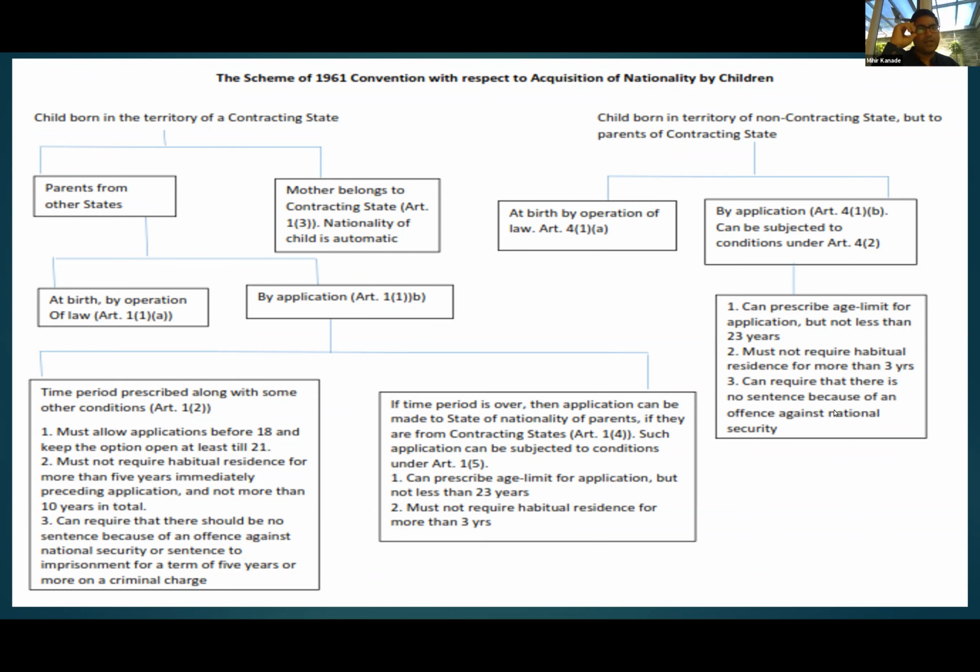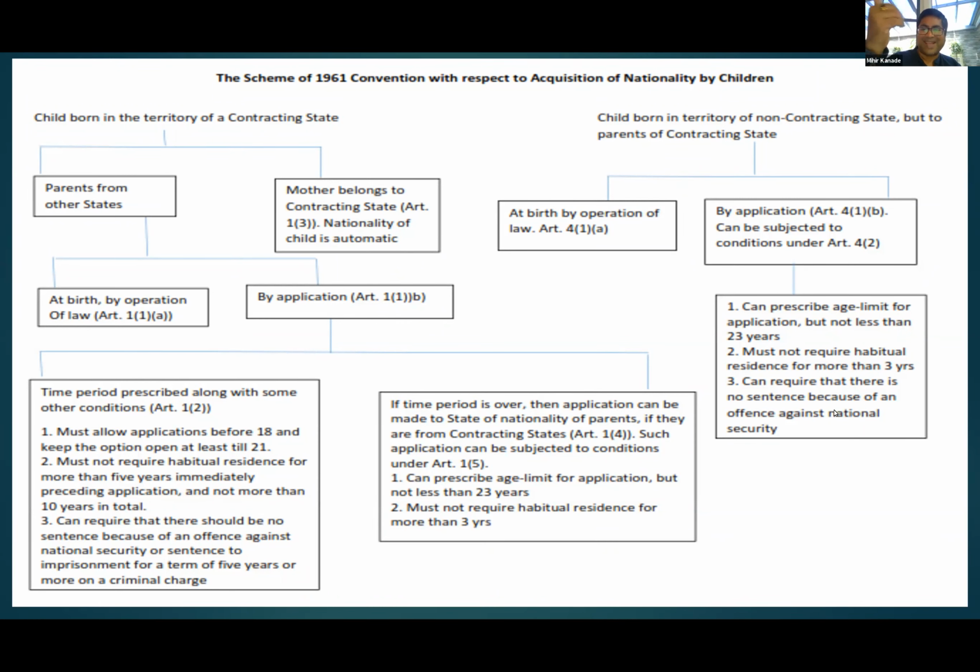Now, let's assume that a country has prescribed the time limit of 21 years, but the person has not filed an application before the age of 21. What happens if the time period is over? Then the convention provides a subsidiary option. It says in that case, the application can be made to the state of nationality of parents if they are also from the contracting state. Okay, now this option applies only if the country of the nationality of parents is also a contracting state to the 1961 convention. So we are really limited among 77 countries where these rules apply, right?